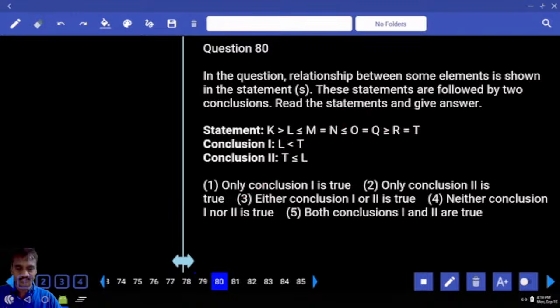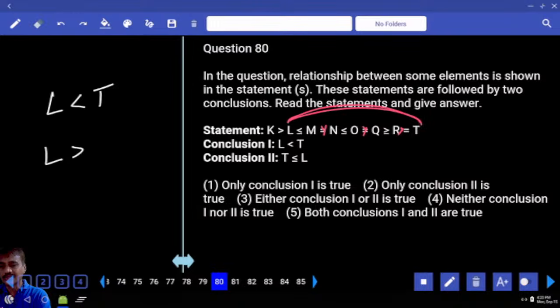Then coming to 80. Now in this 80, L and T. My L and T, if you remove this one, L and T, opposite symbol. Opposite symbol, no relation. Opposite symbol, what should we get? And within the statement, opposite symbol, then between these two letters, L lesser than T or greater than or equal.